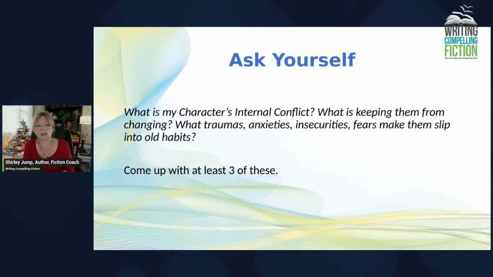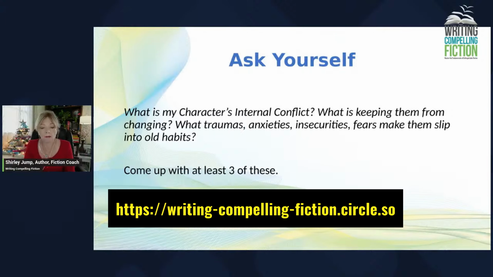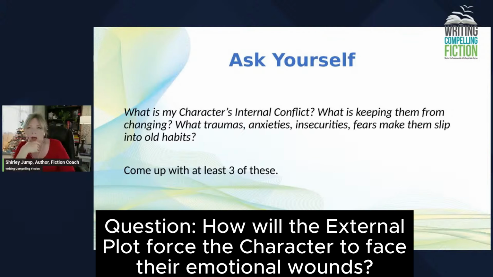If you don't know your character's deep emotional wounds, then I highly recommend you go over to the Circle community and go into the resources section and download the handout on plot. How will the plot force the character to face this? They have to have something that is threatening their place in the world, their identity, their job, their security, whatever that happens to be. It has to have something like that.